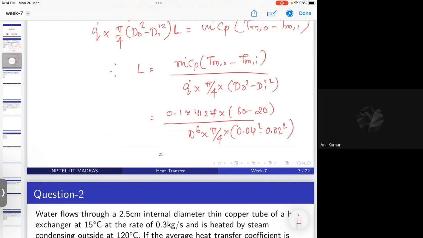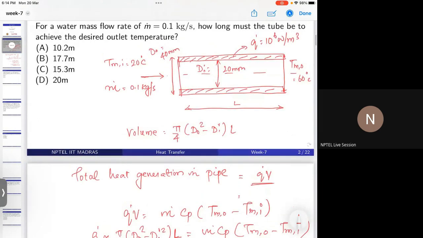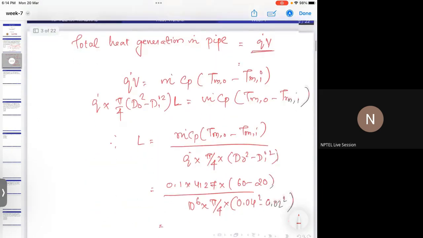1.1 meter. So can you please cross check?